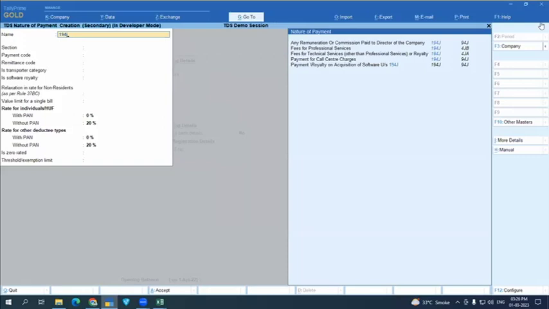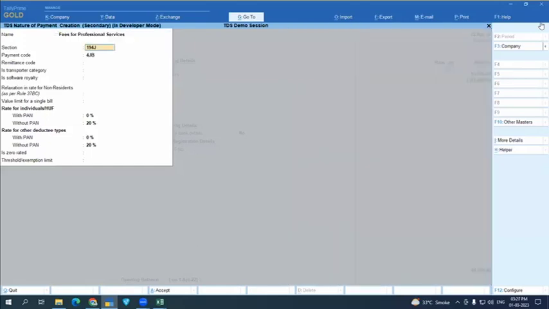194J has multiple selections here. I can choose fees for professional services. Select here, and transport category obviously no, sub royalties no, single bill value 30,000 or 10% is deductible for all, and threshold limit is also 30,000. As your chart is given by the CA or the internet or whatever website, that chart you have to follow and put all the information here. So I think that is answered by me.